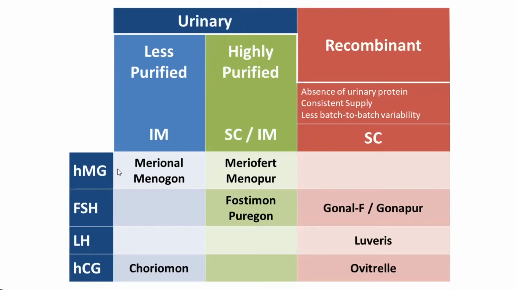The HMG preparations are only urinary extracted. The less purified, which are given only intramuscular, are the Merional and the Minogon. The highly purified preparations can be given either intramuscular or subcutaneous, which are the Meriofert and the Minopure. The FSH highly purified preparation is the Fostimon and Purigon. The recombinant preparation is Gonal-F and Gonapure. And LH is present only in recombinant form, which is the Lovaris.